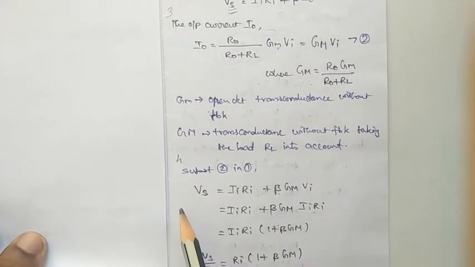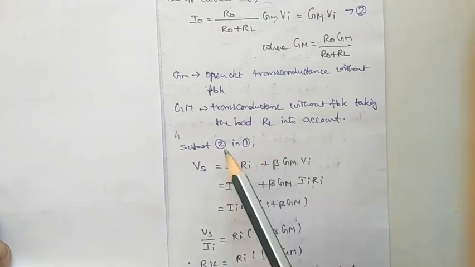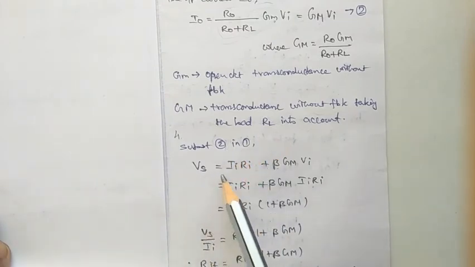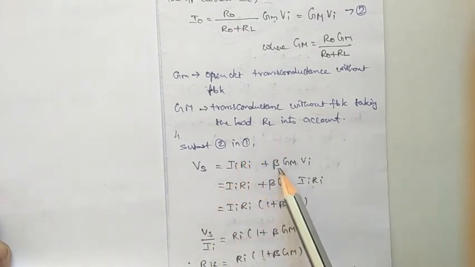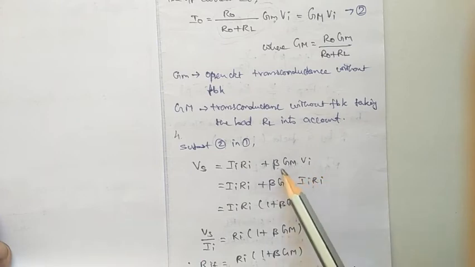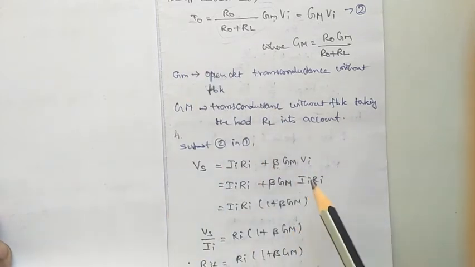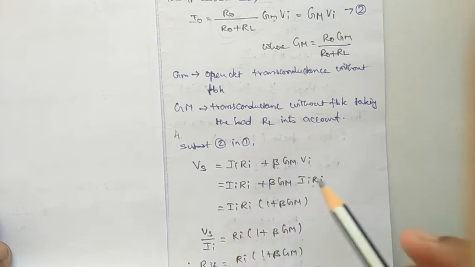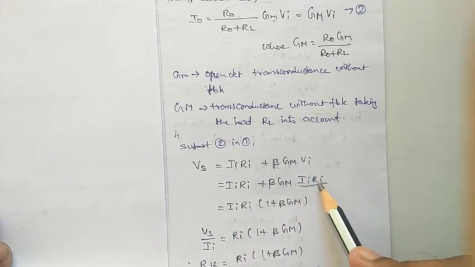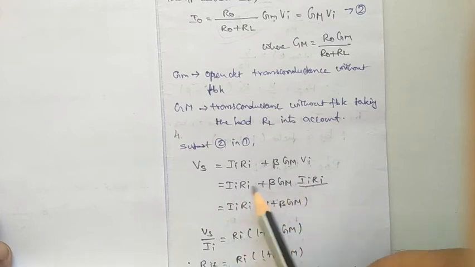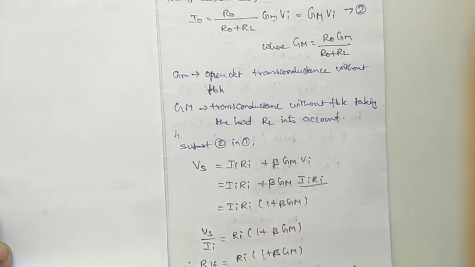The final step in the input resistance is to substitute the second equation in 1. Vs is equal to Ia Ri plus beta, and instead of I naught I am putting Gm Vi. In this I take Ia Ri as common because Vi can be written as Ia into Ri. So taking the common factor Ia as well as Ri outside, I am getting 1 plus beta into Gm.